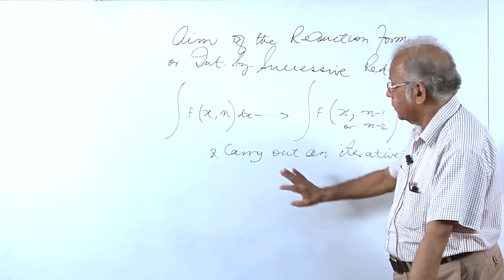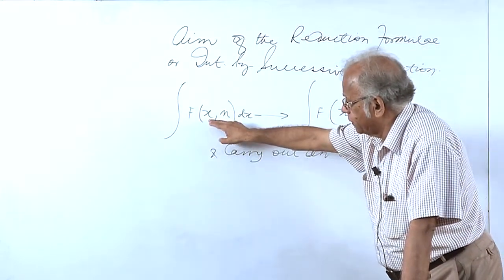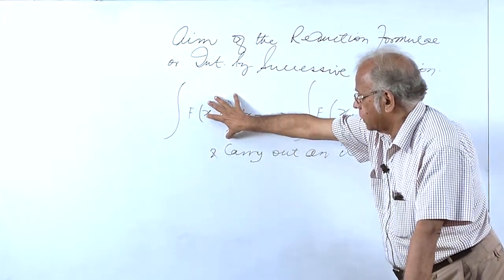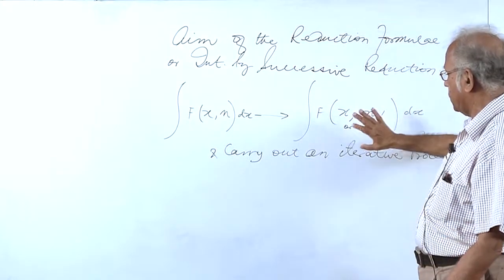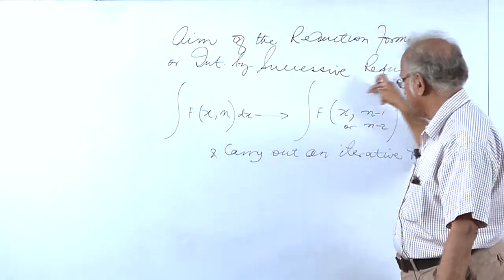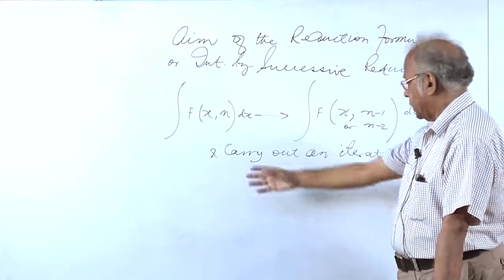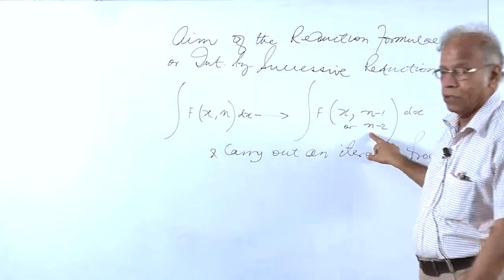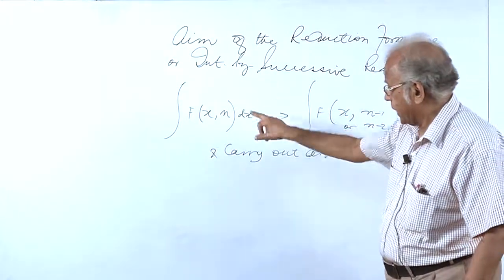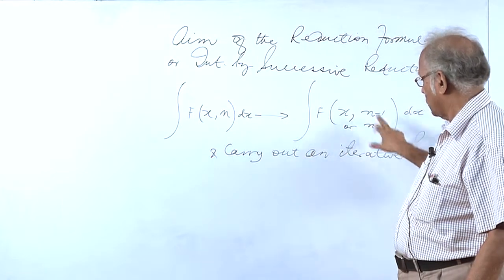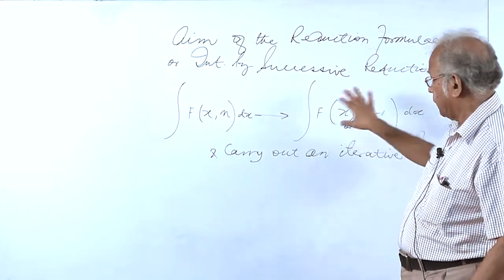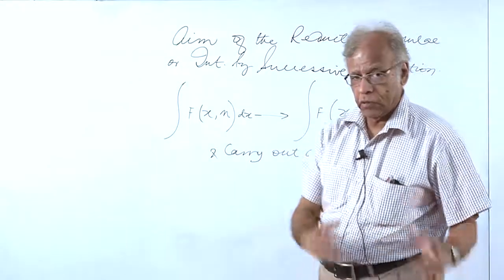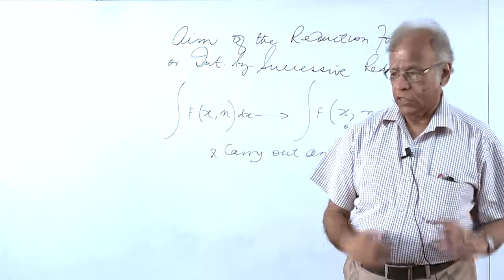But in general, we find that f of x, with the index contained inside the function, the integral is made to depend on a very similar looking integral in which the index reduces by one or two notches, and then we carry out an iterative process. Supposing there is a reduction by two notches, then f x n depends on f x n minus 2, f x n minus 2 will depend on f x n minus 4, and so on, as we have seen in the example earlier. So that is the real flavor of integration by successive reduction.